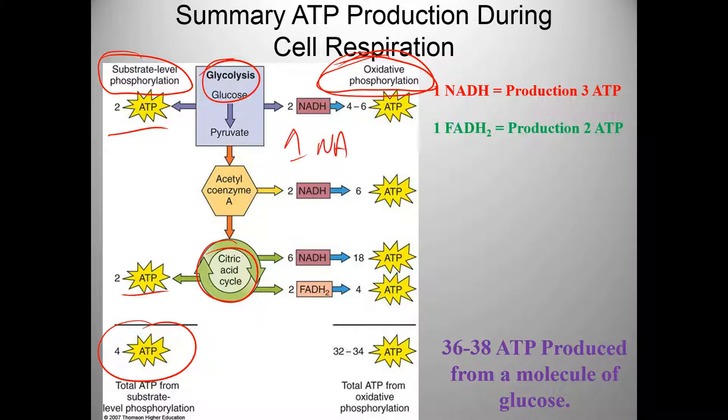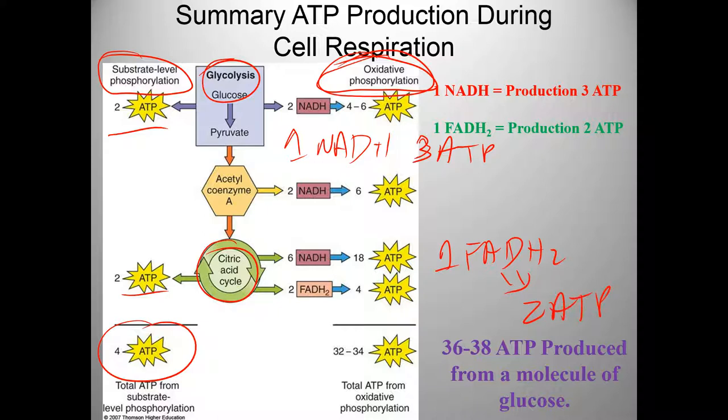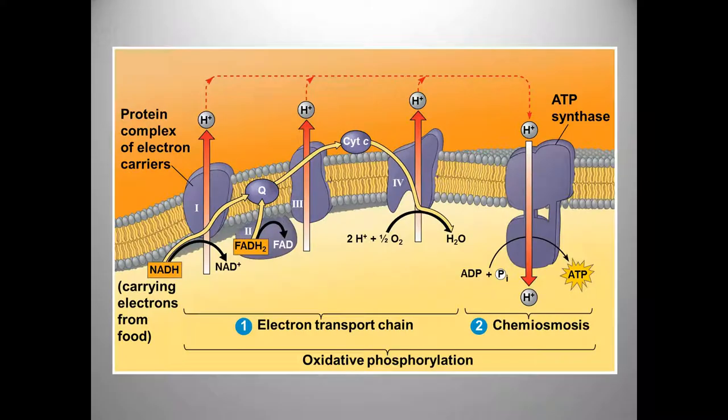So one molecule of NADH can yield 3 ATP each. One molecule of FADH2 will yield only 2 ATP each. Now, why? Well, the reason for it is because here, look.